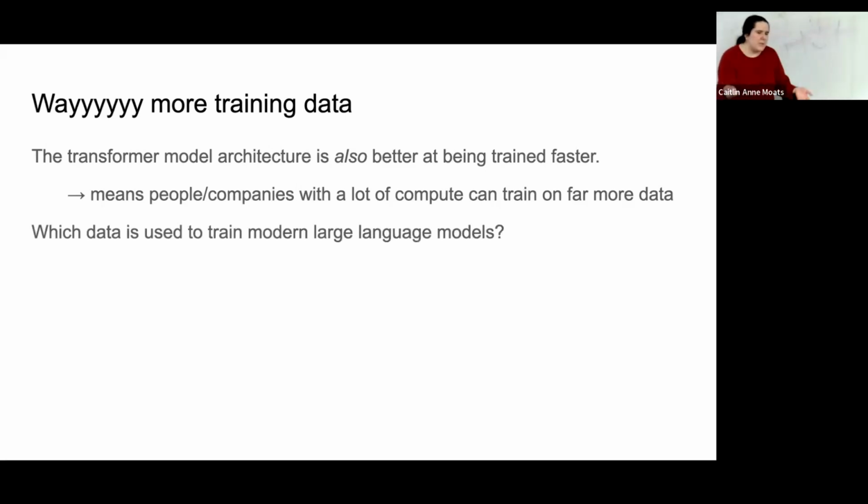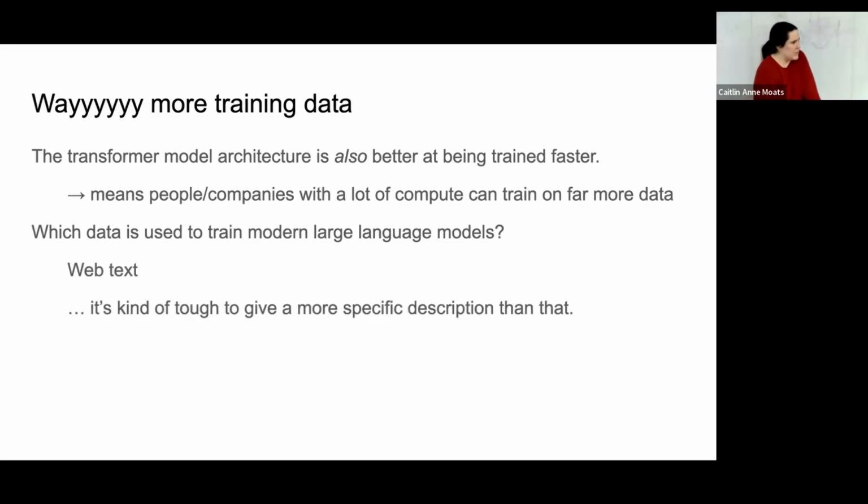Okay, so this brings me to talking about data. Which data is actually used to train large language models? Well, web text. Beyond that, it's actually really tough to give a more specific description than that. This fully has to do with just the magnitude of the text that's scraped. This is easily more text than a human would see in their lifetime. It's a large chunk of the internet.